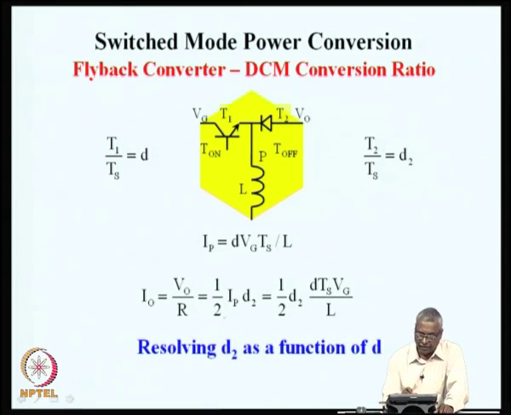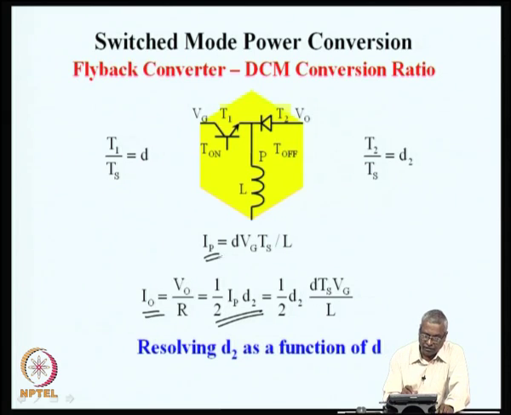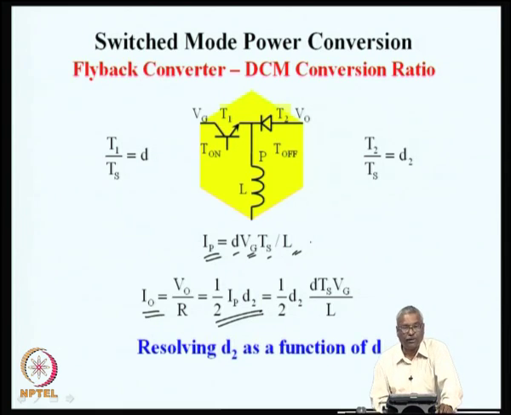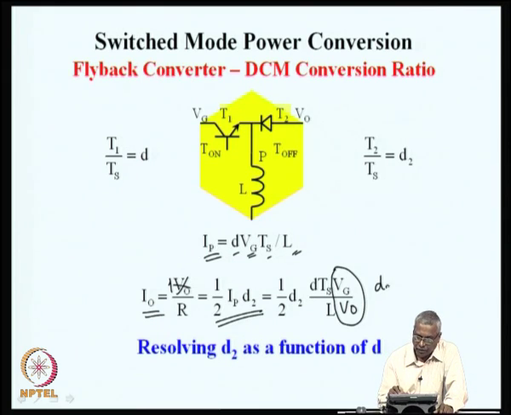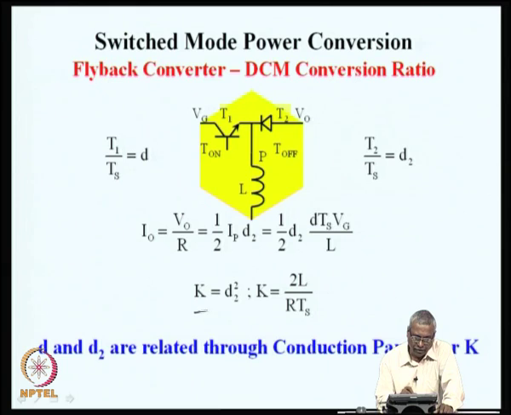So, as before, we can write I naught as half of Ip into D2, the way I had shown the hatched region, and Ip itself is the on duration D Ts multiplied by the slope in the on time, which is Vg by L. Now, if this Ip is replaced in this, you get I naught is V naught by R, which is the same as 1 by 2 D2 D Ts Vg by L. And if you bring this V naught here, and V naught by Vg can be replaced by D2 by D, this D will cancel, and you will find that 2L by R Ts, which is k, is nothing but D2 square. So, if this is simplified, it turns out k is equal to D2 square.